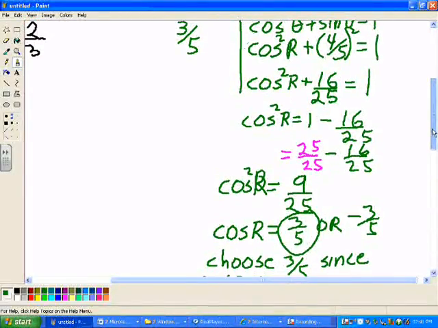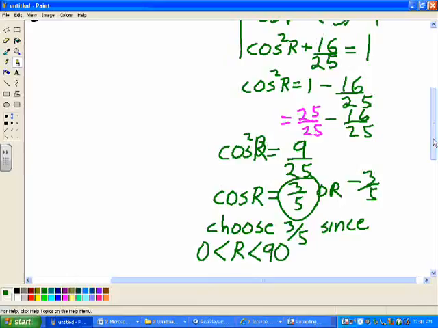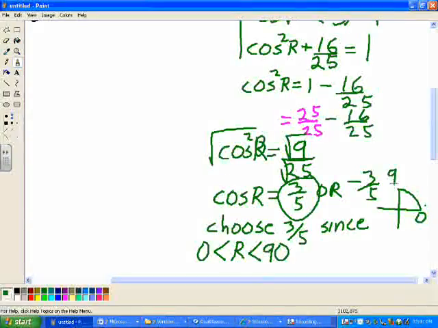Why is it 3/5? Because right here, I took the square root. The square root of 9 is 3. Square root of 25 is 5. It's either a positive or a negative. And I'm choosing the positive because they told me that I'm in quadrant 1 between 0 degrees and 90 degrees, which is the positive quadrant for cosine.